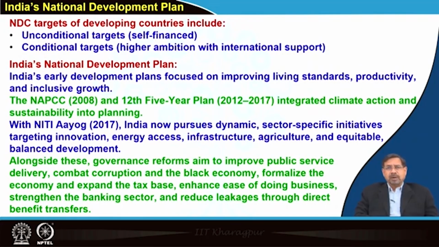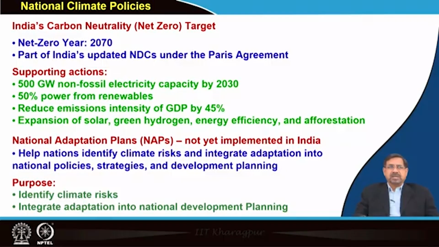Niti Aayog, which was formed in 2017, India now pursues dynamic sector-specific initiatives targeting innovative energy access, infrastructure, agriculture and equitable balanced development. Alongside these, governance reforms aim to improve public service delivery and combat corruption and the black economy. All this actually reduces leakages through direct benefit transfer.